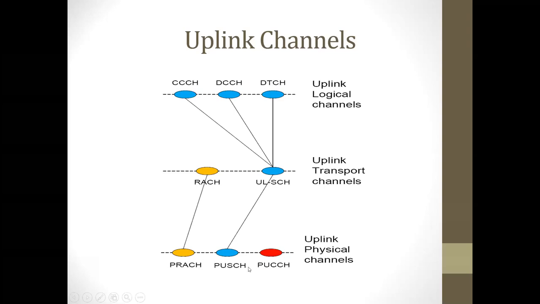There are only two other channels in the uplink for control purposes. This one is called physical uplink control channel, and in the industry people call it PUCCH. And we'll later discuss what it is for, and it is called PRACH, okay, physical random access channel.